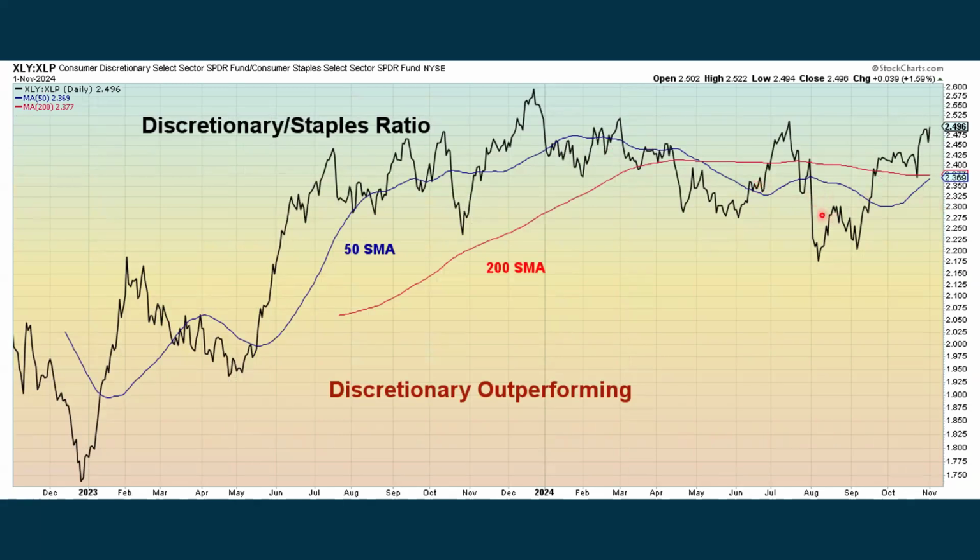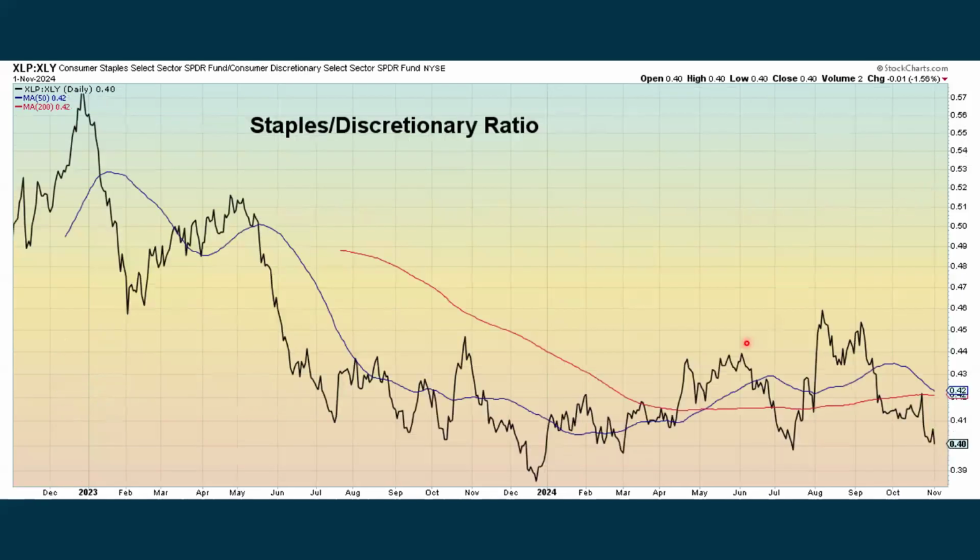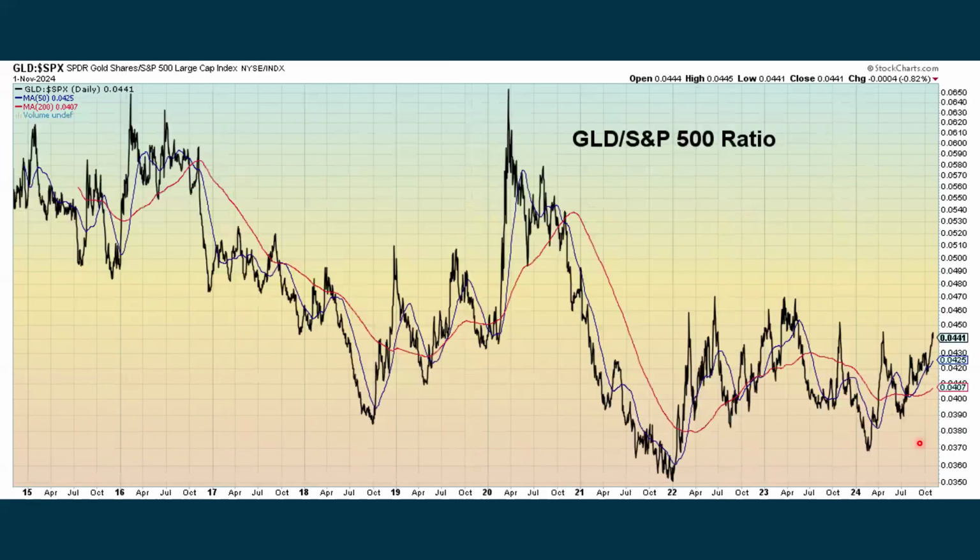And discretionary to staples. In a downtrend, when we look at discretionary, how it's been underperforming, but lately it's been showing some improvement. Tesla came out with their earnings recently, and that's really helped the discretionary sector. And we could be getting ready to see a golden cross here with this ratio. This is an inverse showing how staples had been outperforming, but recently have been underperforming discretionary.